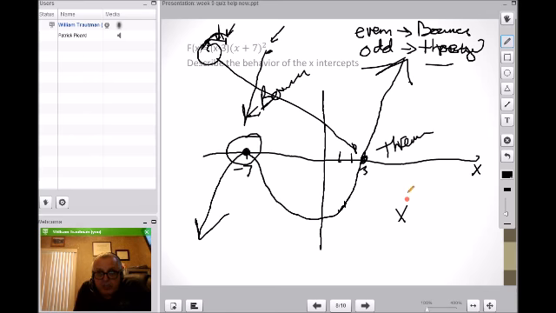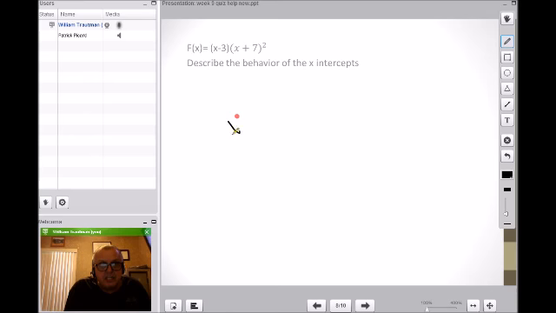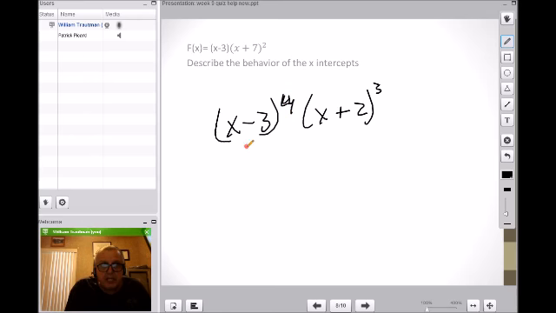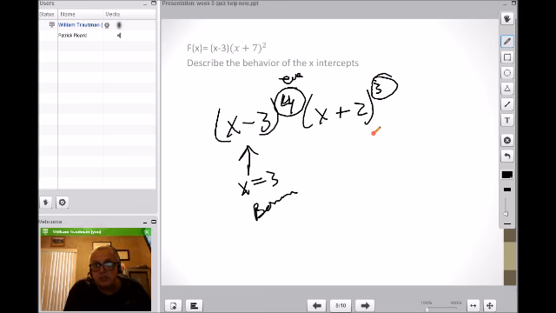If I had x to the third power, it would go through the x-axis because that's an odd power. I hope that makes sense. And just to show you, I'm going to do something again. Let's say it's x minus 3 to the fourth power and x plus 2 to the third power. What would I say? At x equals 3, the graph is going to bounce off of it because we have an even power. And at x equals negative 2, odd, you go through.